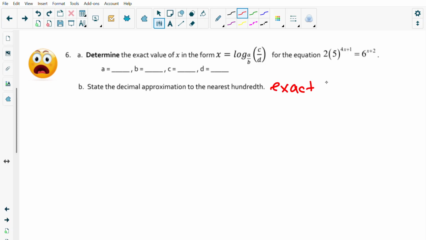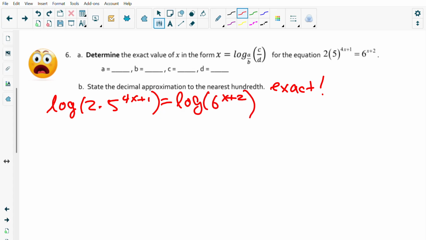Next one, number 6. State the decimal approximation to the nearest hundredth. I'm also going to give exact values too. Exact. Let's be exact. All right, let's do this. I'm going to take the log of both sides, so common log. 2 times 5 to the 4x plus 1 equals 6 to the x plus 2.